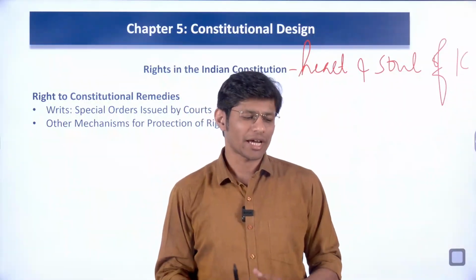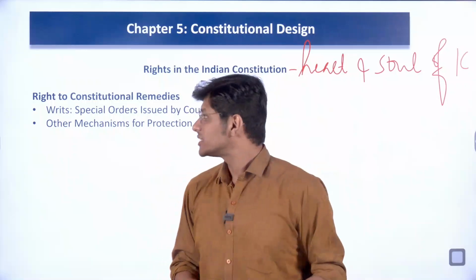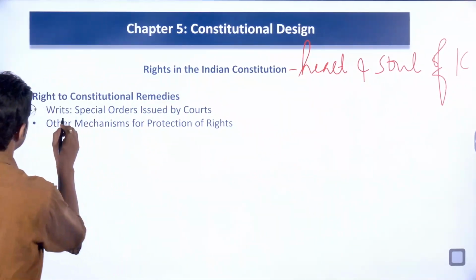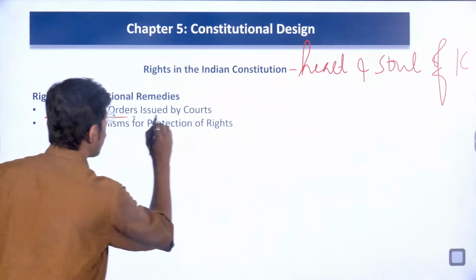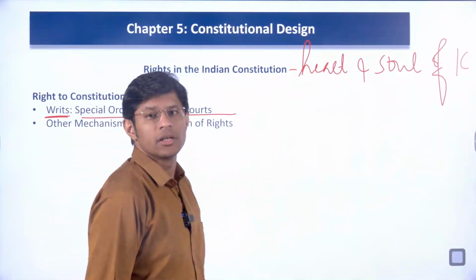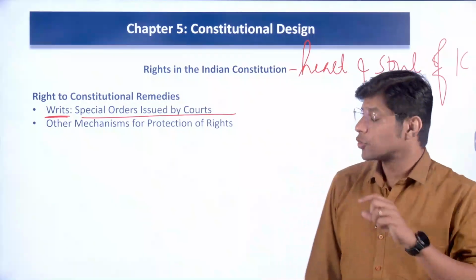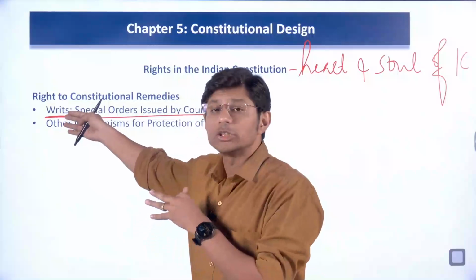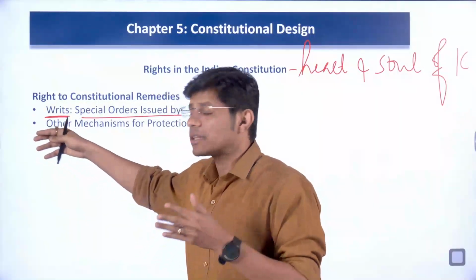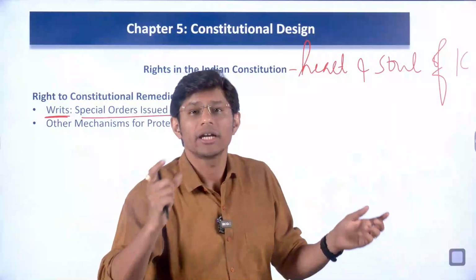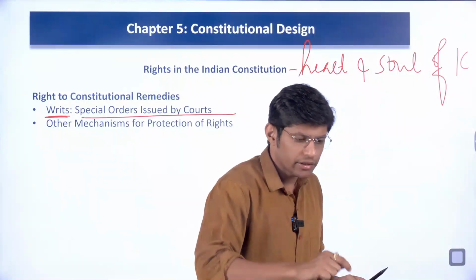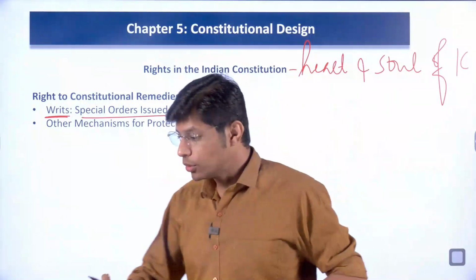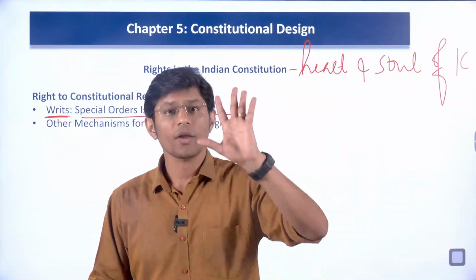Now the Supreme Court has special powers, which is referred to as writs. What are writs? They are special orders issued by the courts to ensure quick and effective justice. Writs are special legal orders that prevent or correct the violations. There are 5 types of writs that you need to remember. Which are the 5 types of writs?